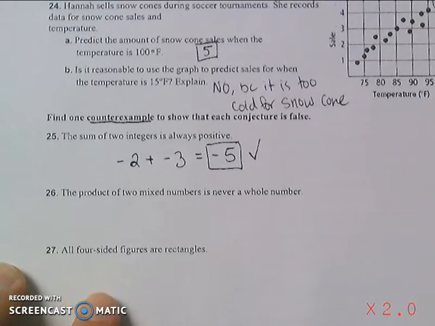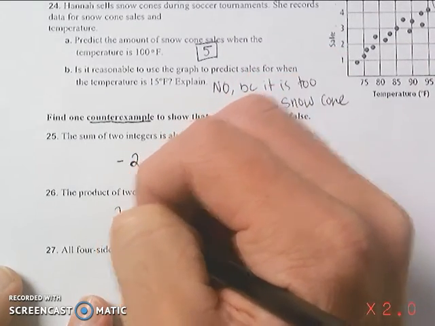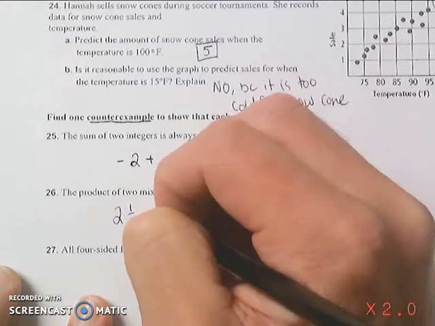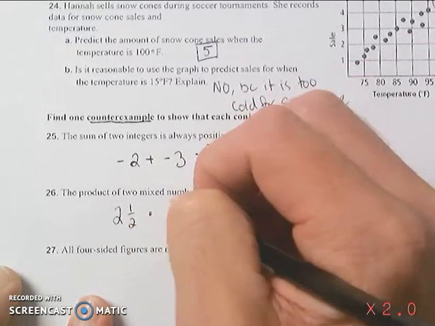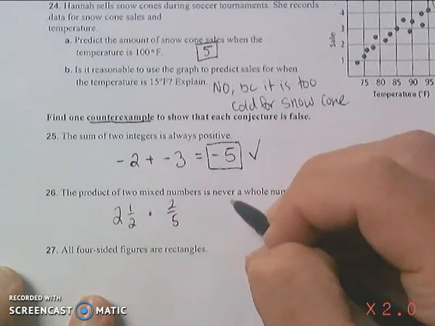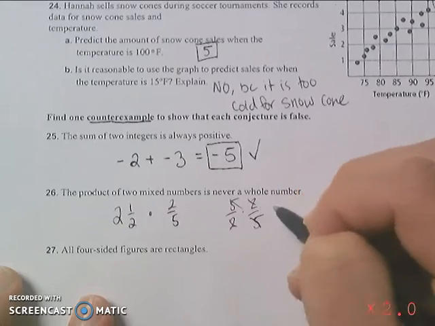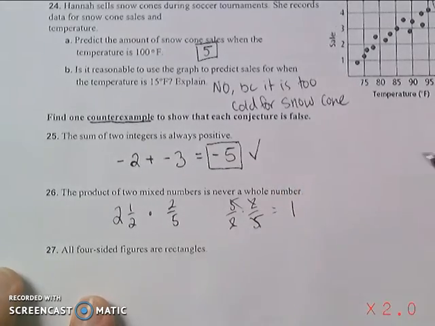Mixed numbers are numbers like, say, 2 1/2 times, let's say, 2/5. So we have some mixed numbers, right? And when we multiply these two, we could turn this into 5/2 times 2/5. These cancel with one another and make 1. So 1 is a whole number, even though we started out with mixed numbers. Here's another good counterexample for that one.